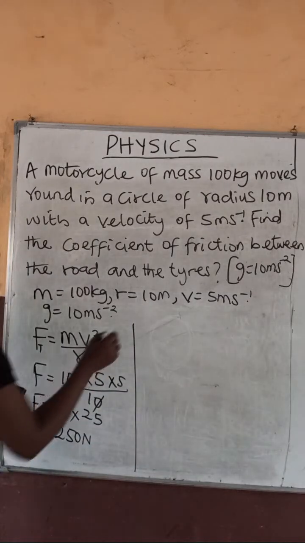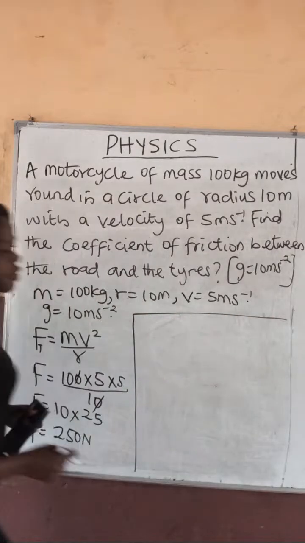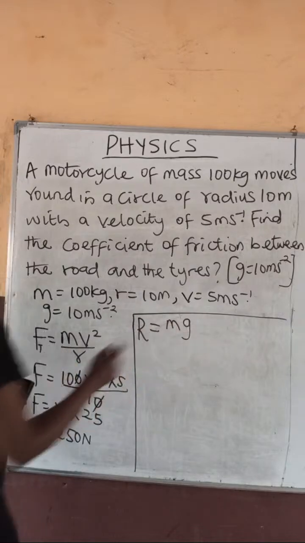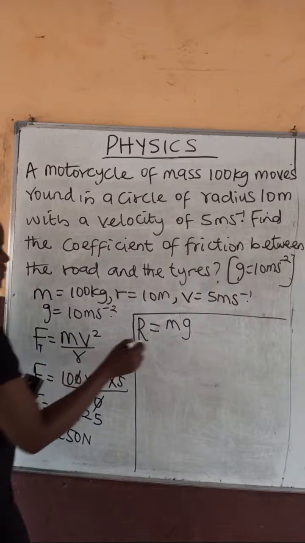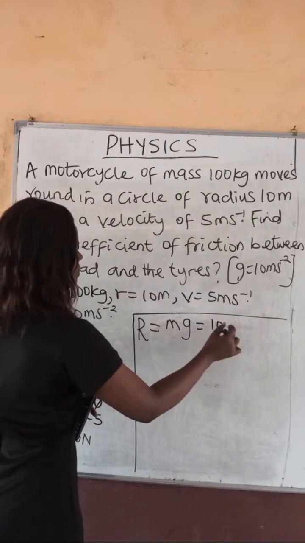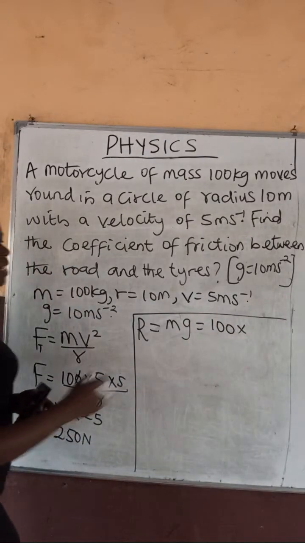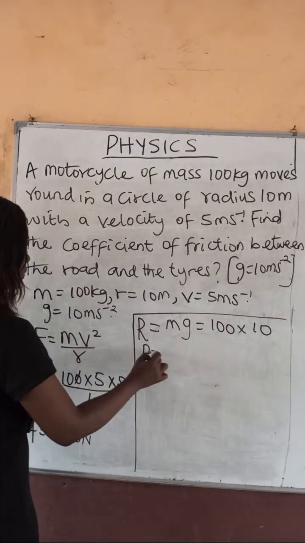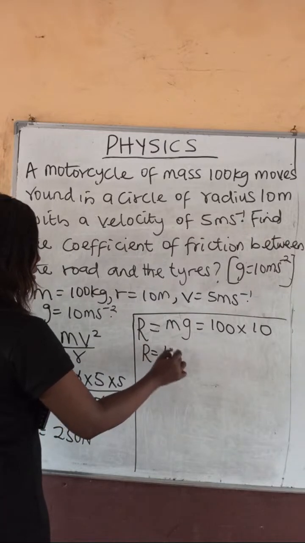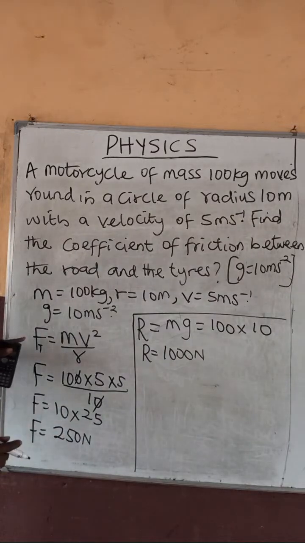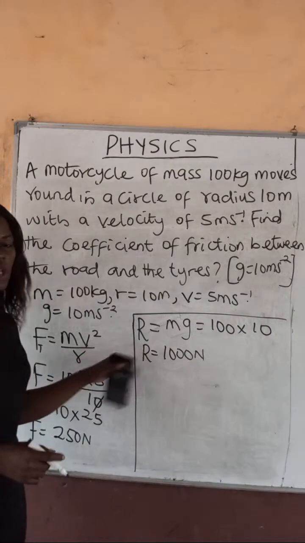Now, for us to get the reaction force, R is equal to mass times gravity. My mass is given as 100, while my gravity is given as 10. By the time you multiply, what do we have? We have 1000 Newton. Is that okay? Now, I'm using this centripetal force formula to get the frictional force, and this is my formula for reaction force.